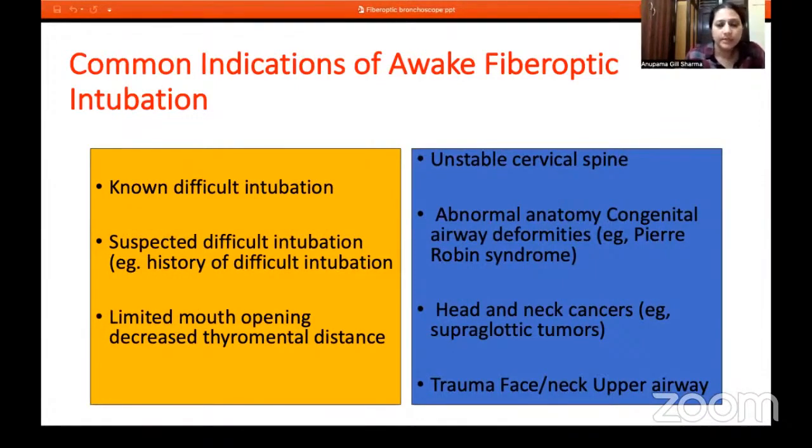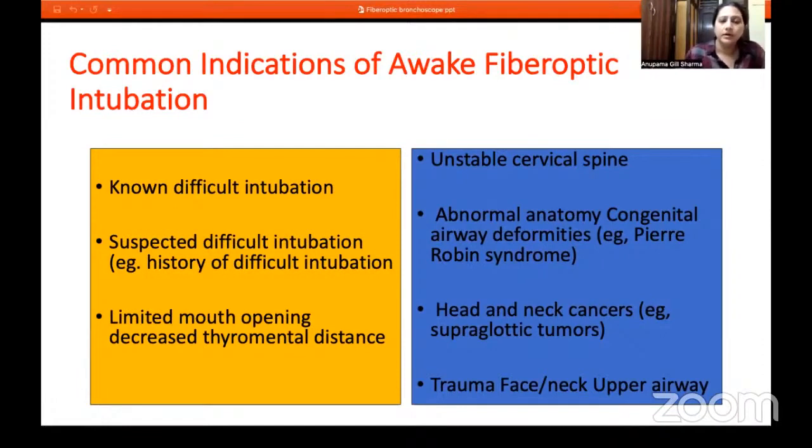Typically, if the mouth opening is less than 1 finger. If there's a history of a difficult intubation, mouth opening is limited, or an unstable cervical spine, we do not want any movement at the cervical level. Abnormal anatomy of the airway, hidden neck cancer, trauma to the face and neck, all of these are possible indications of awake fiber optic.